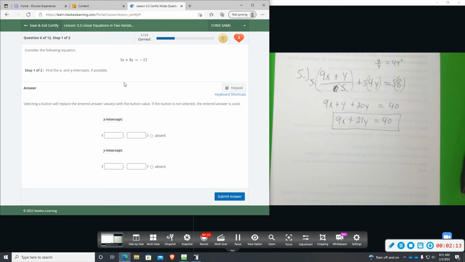And then number 6, we're going to start doing intercepts. We're going to find the x-intercept and y-intercept if possible.